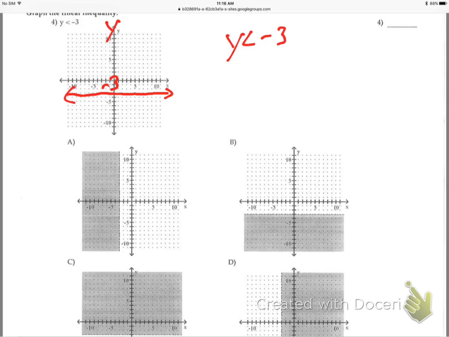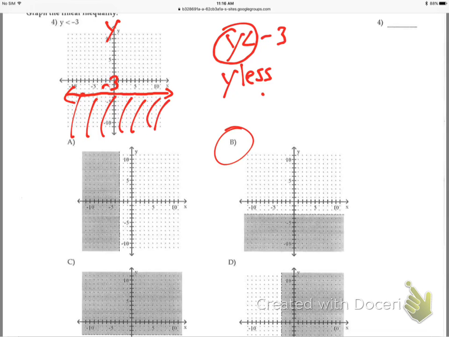Everybody good with that? Now, there's shading. We can clearly see from the answers there's shading. So is the shading going to be above the line or below the line? How do you know? It's all about this y. You don't even need to look at anything else. Just grab the y and the symbol next to it. What does that say? Y is less. Where are the lesser things? The bottom. Below the line. So it is B, isn't it?